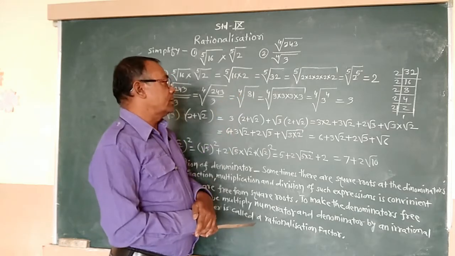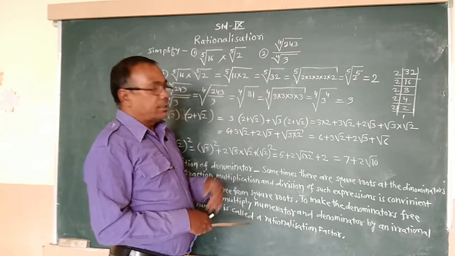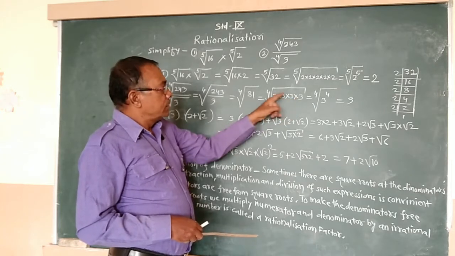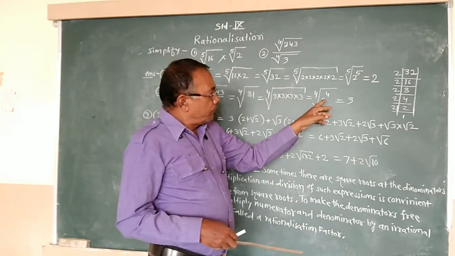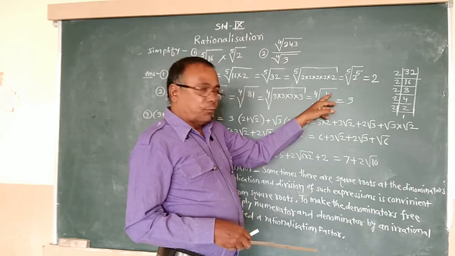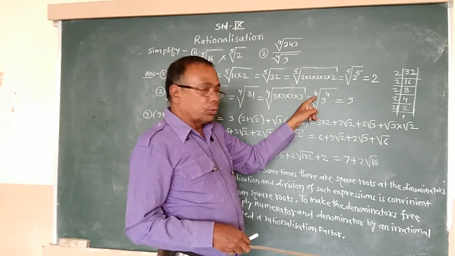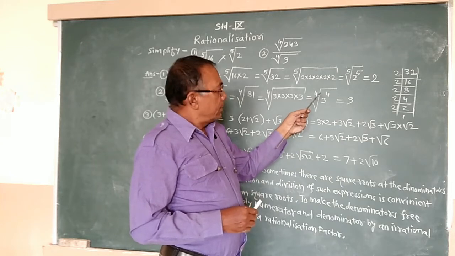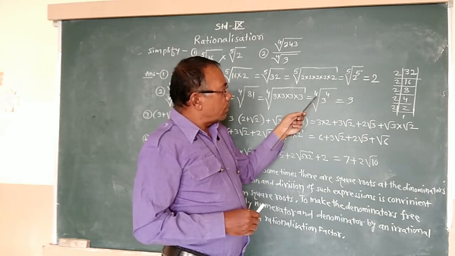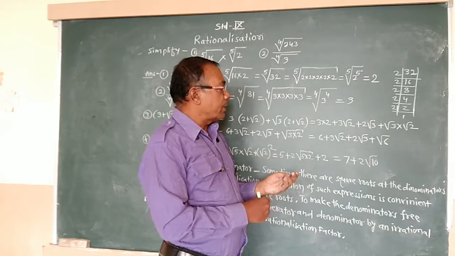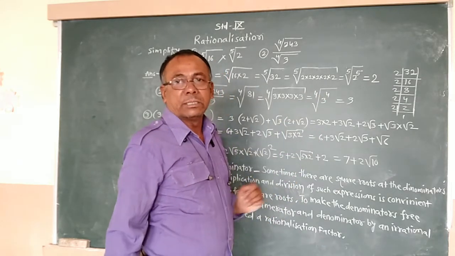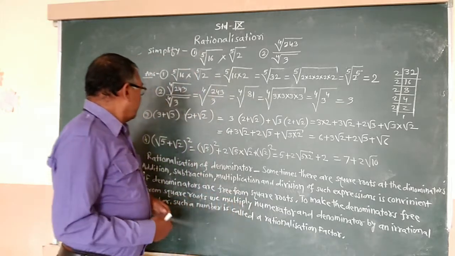Again we will factorize 81, and we get 3 into 3 into 3 into 3, which is 3 raised to 4, so the 4th root of 3 raised to 4. Again the exponent and order are both the same, so our answer will be only 3. This 4 will get cancelled.